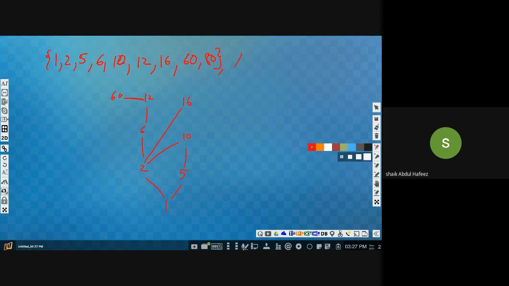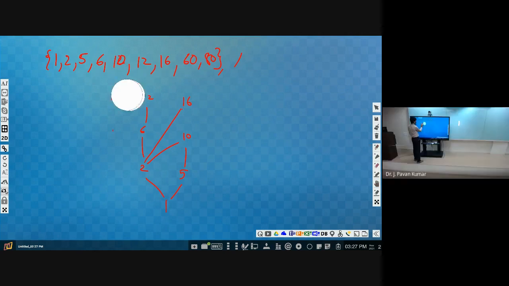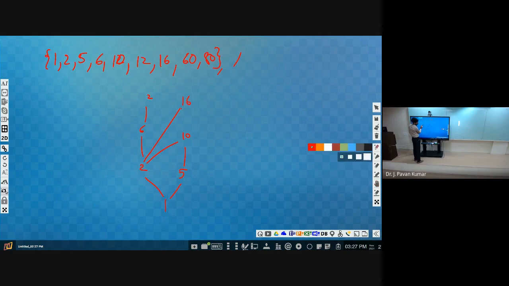12 to 60. 12 to 60 also we should have. So it should be at a next level, isn't it? If we have 12 to 60, then automatically 2 is related to 60, 6 is related to 60, 12 is also related to 60. That is implicit. Now we have to connect only these two. 10 is related to 60, isn't it?